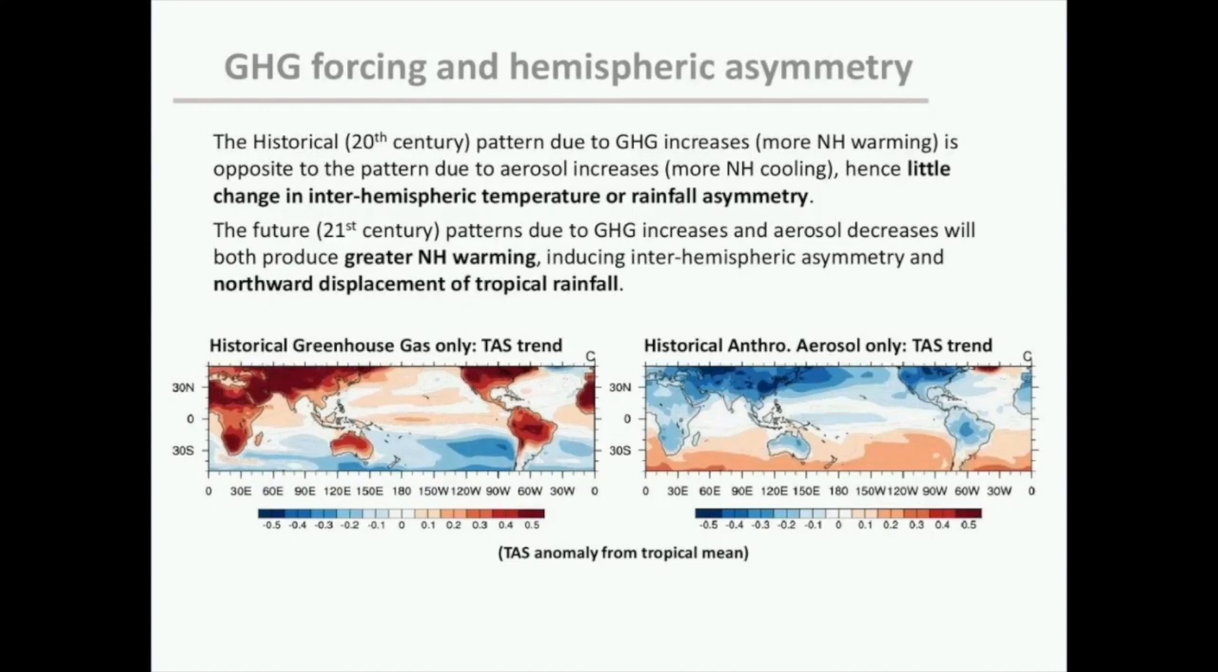So in terms of the historical period, these two patterns, or the gradients, if you like, more or less cancel out, and we end up with little asymmetry between north and south in the 20th century. But if we look at the future, of course, as we take the aerosols away with pollution controls, this pattern will now reverse, and we will now have this greenhouse gas pattern favouring northern hemisphere warming, and similarly an aerosol reduction pattern also favouring northern hemisphere warming, and potentially drawing or displacing rainfall northwards into the northern hemisphere.